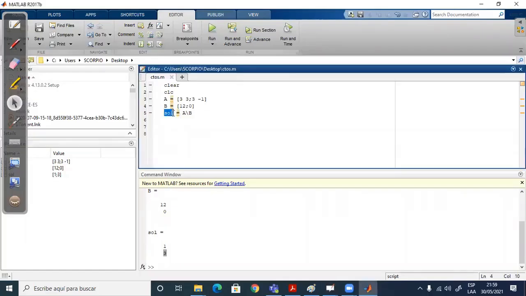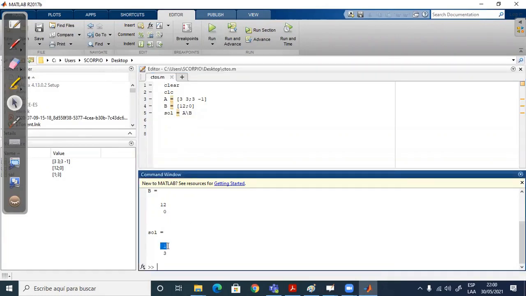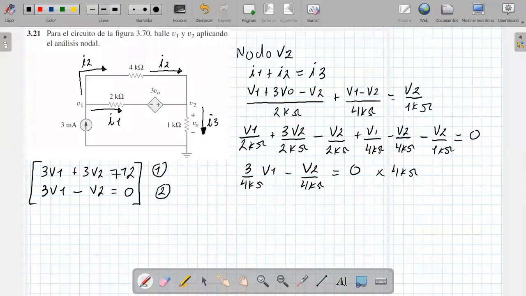So the solution is this variable that I called solution. You can call it whatever you want. It is equal to A backslash B, and I notice that it is 1 and 3. This is equivalent to V1 and this is equivalent to V2. So the voltages would be V1 equal to 1 volt, and V2 equal to 3 volts.